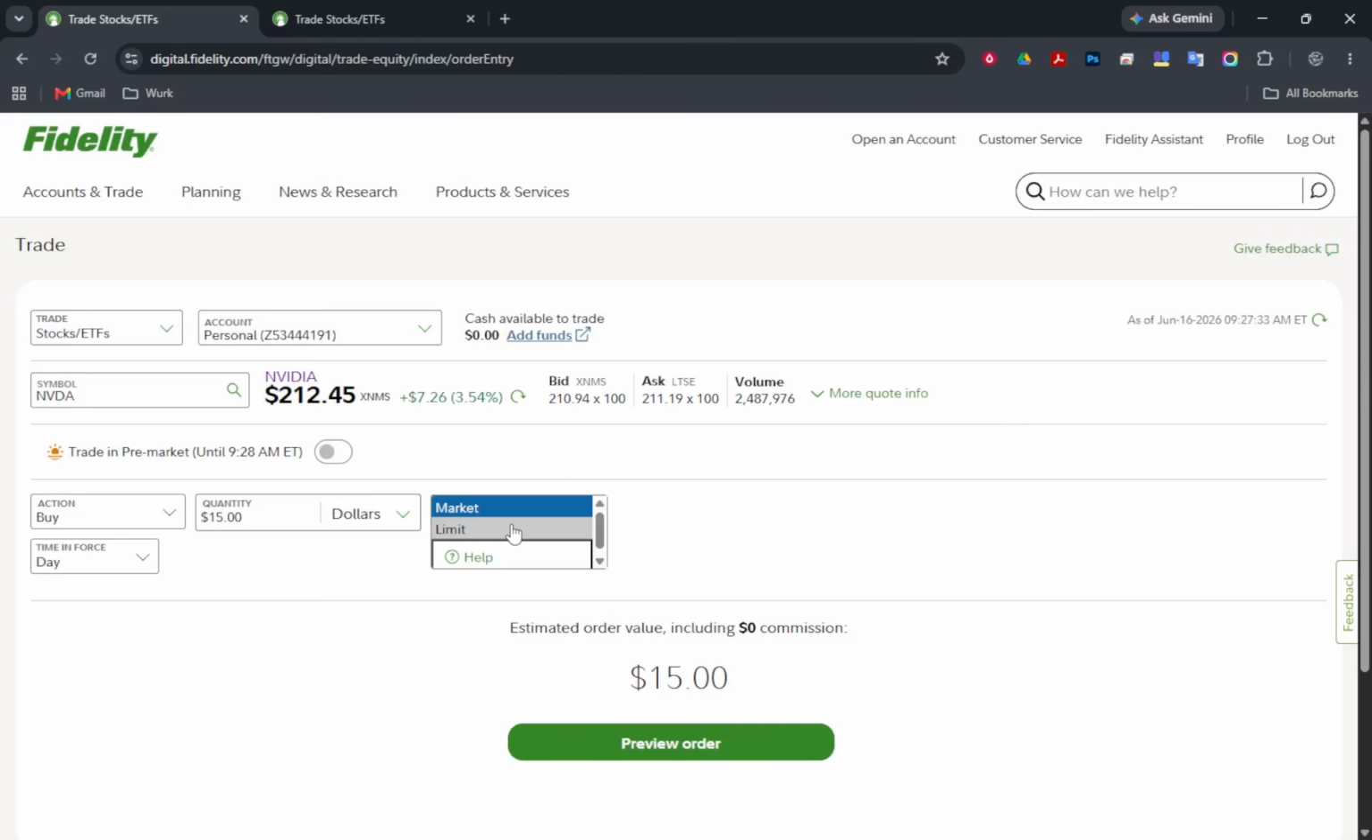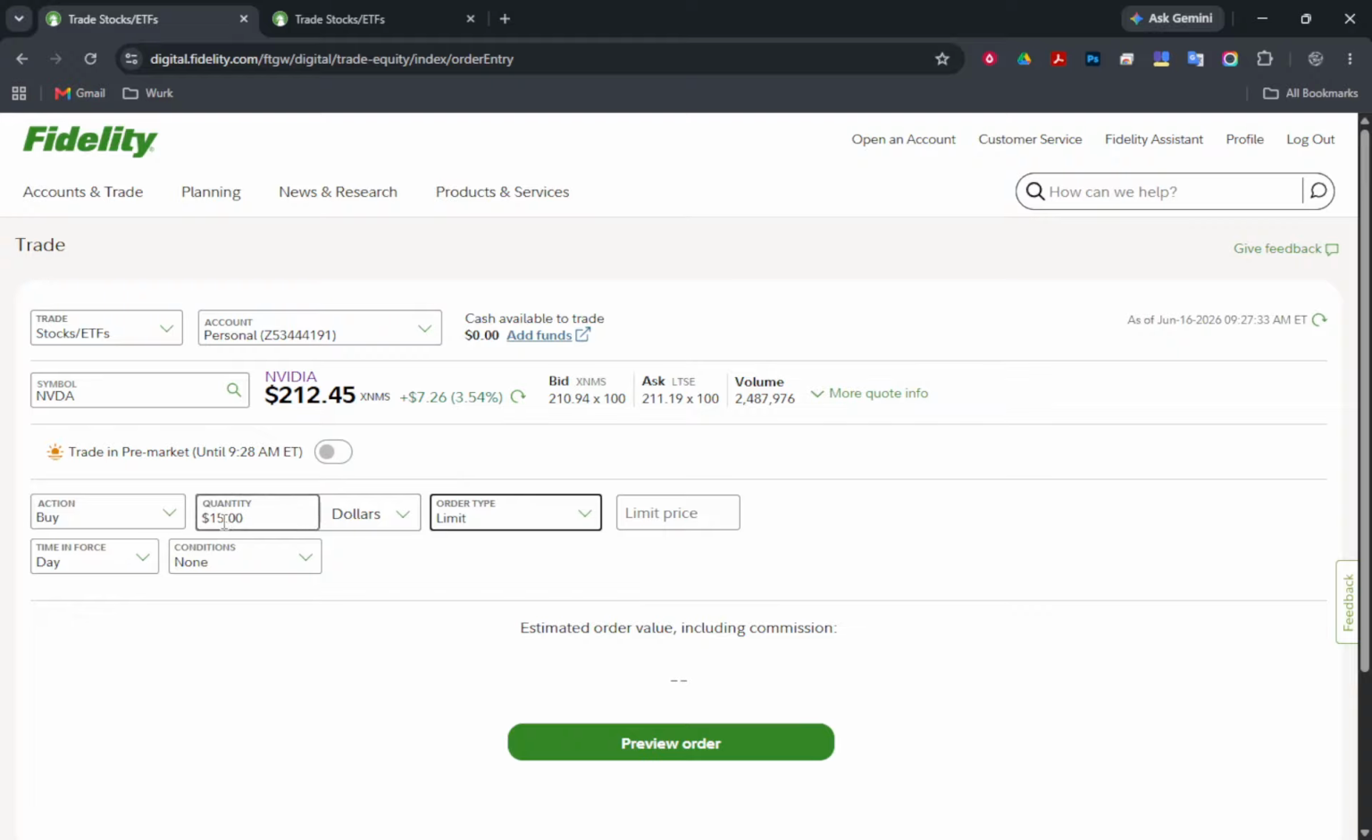To illustrate how this works, let's consider an example. Suppose a stock is trading at $500 per share, and you decide to invest $50. You don't need to buy a full share. Instead, you'll receive approximately 0.10 shares. This example highlights the flexibility and accessibility of fractional shares, allowing you to invest in high-priced stocks without a large upfront cost.